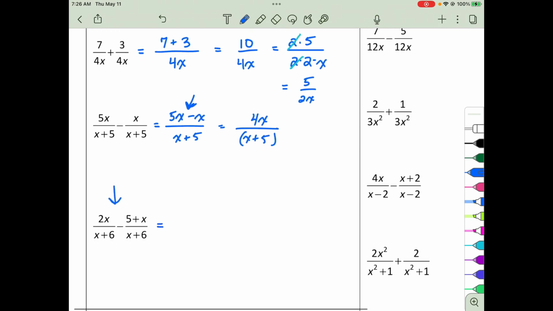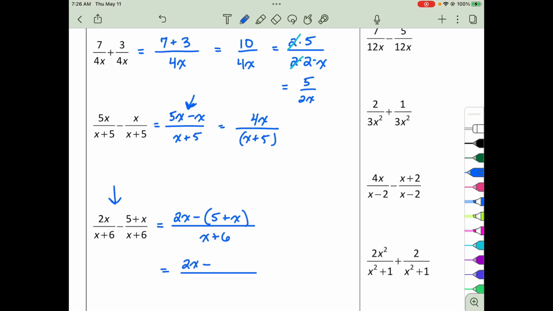So now let's look at the next one. For this, again, this is why I like to rewrite the first step. So I have 2x minus, in parentheses, you have to distribute the negative. This is super important. You have to distribute the negative. That's why I like to rewrite it like this. So then 2x minus 5 minus x, because we are distributing the negative, over x plus 6.